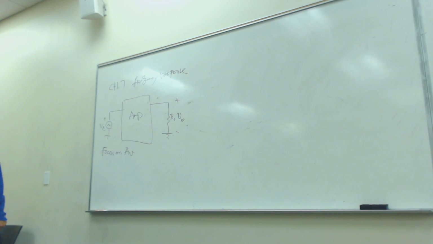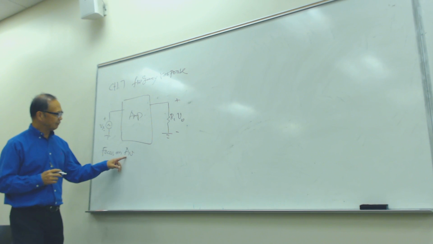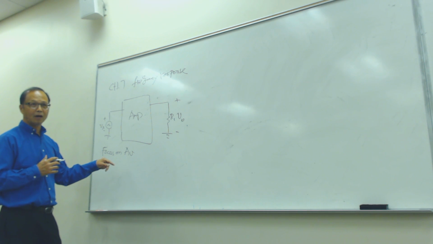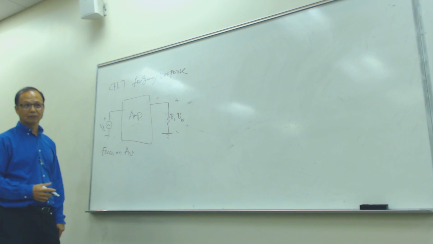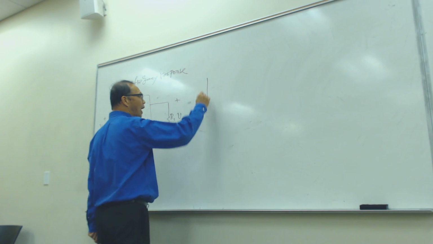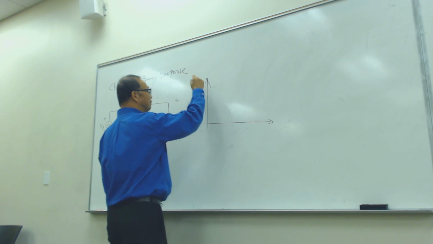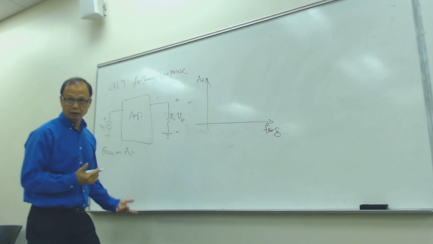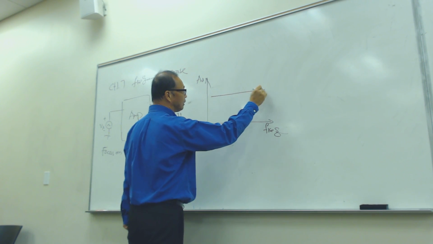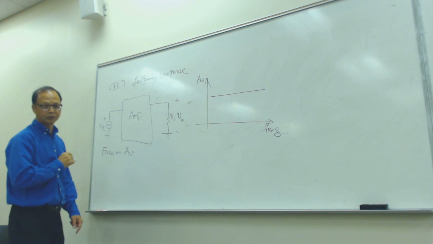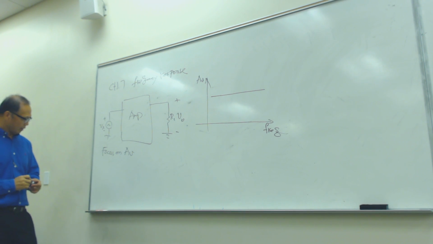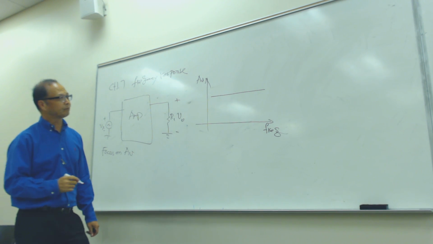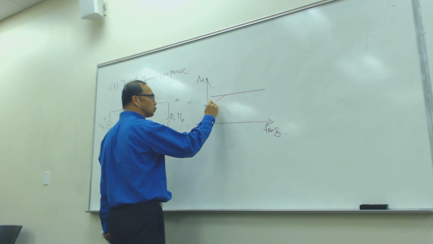Now, you should have realized that all the A sub V we have calculated are constant. So if you plot A sub V versus the frequency, it is always a constant. It's not a function of frequency. But a real amplifier does not have this type of characteristic. It always has what we call the drop.